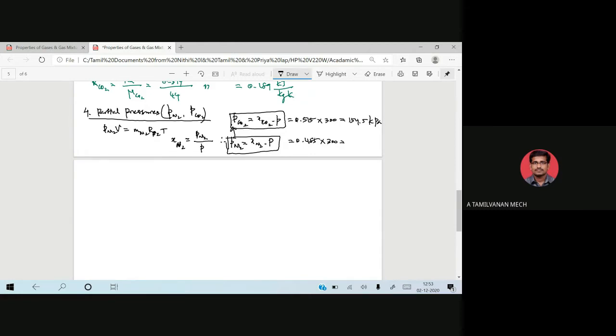Here partial pressure of N2 is equal to 145.5 kilopascal. So that is called as a, which is equal to P of CO2. So this value is equal to P of N2. So P of CO2 and P of N2.